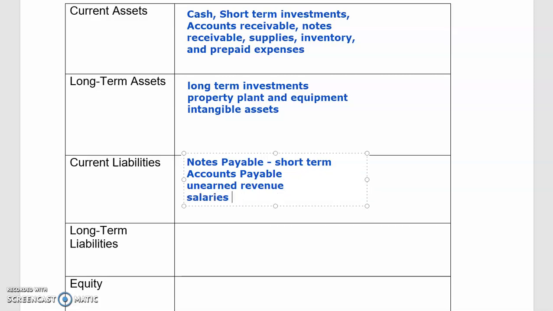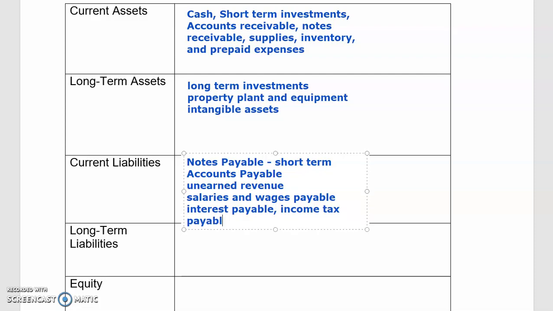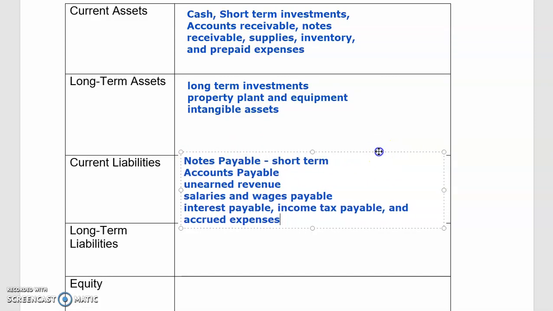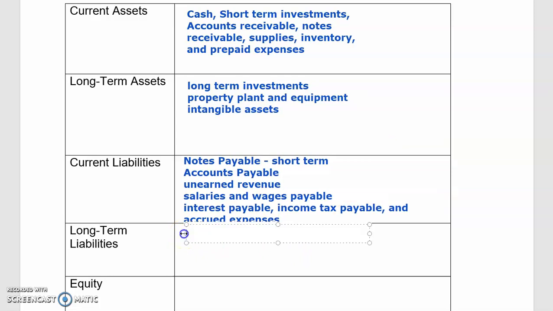Salaries and wages payable, interest payable, income tax payable, and accrued expenses. And I know we have a lot of new terms, especially in this chapter. In your study guide, I have a section for students to look up some of the definitions for these terms.